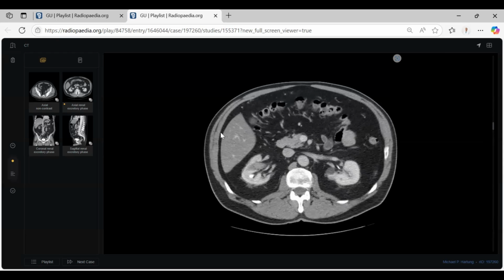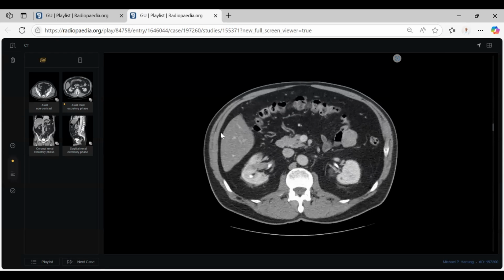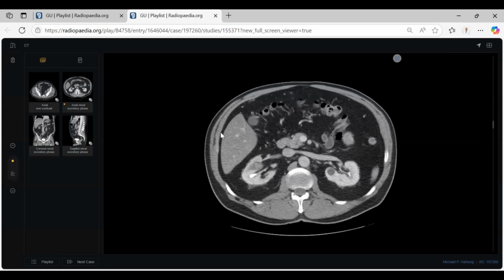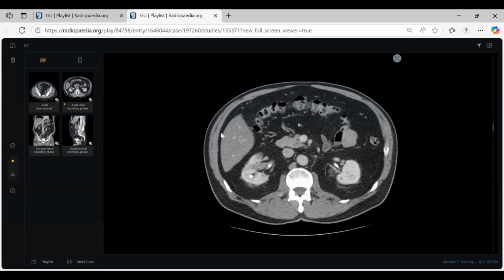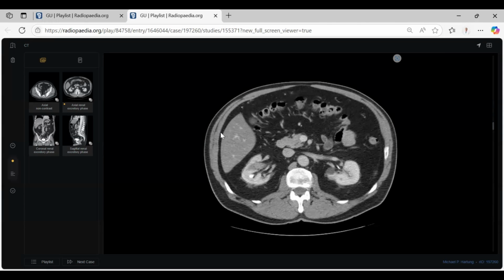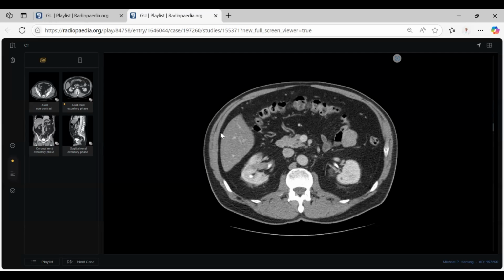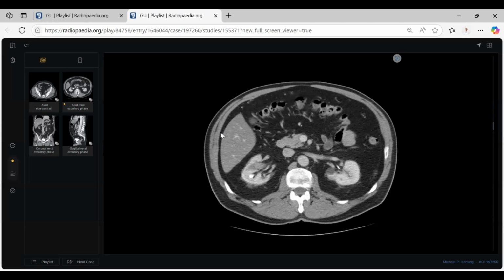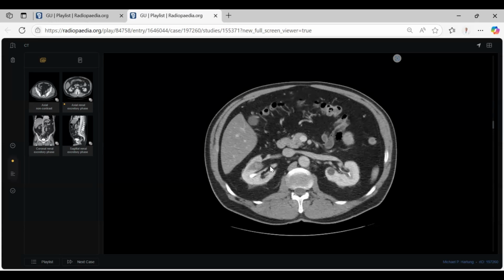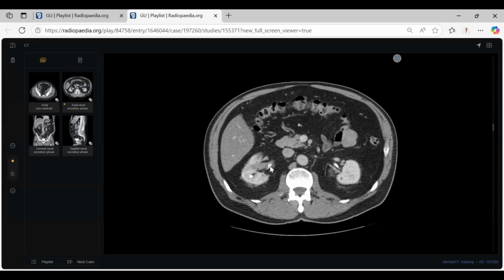Look at the right kidney, please. In the right kidney, I noticed some area of enhancement in the right renal pelvis. Is this enhanced or hypo-enhanced? I think this is showing enhancement in comparison to the rest.